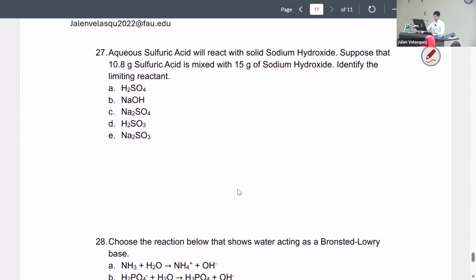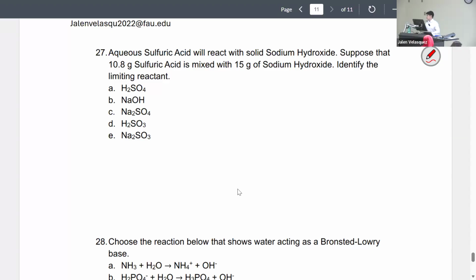Okay, last page here. 27. So we have aqueous sulfuric acid reacts with solid sodium hydroxide. Suppose that 10.8 grams of sulfuric acid is mixed with 15 grams sodium hydroxide. Identify the limiting reagent.